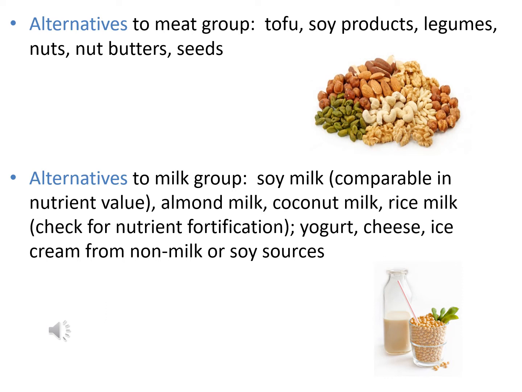Then other types of dairy products can be produced from other sources. Yogurt, cheese, ice cream, those are now being manufactured from non-milk or soy sources. You might have seen that there is yogurt being made from coconut milk. You might have seen that there's ice cream that's soy-based. All of those can be considered to be appropriate alternatives.